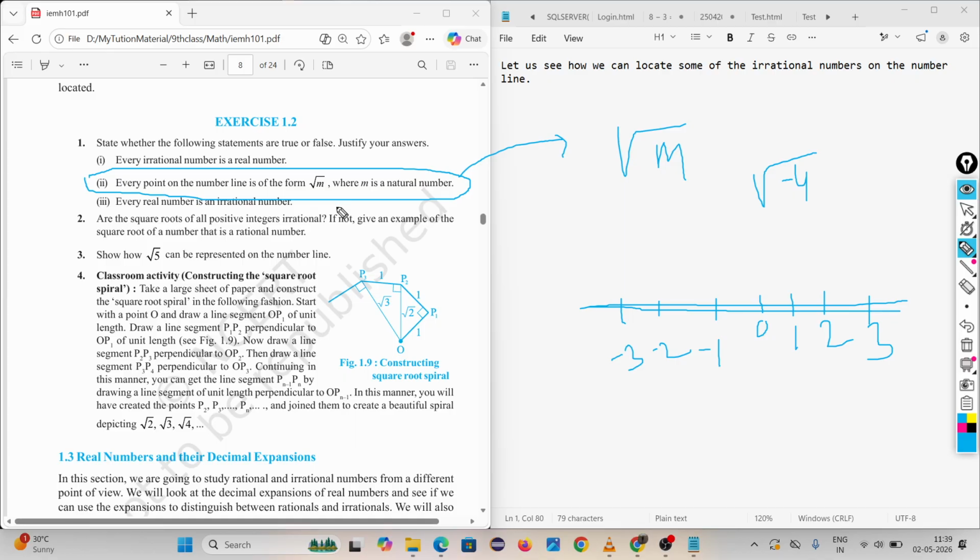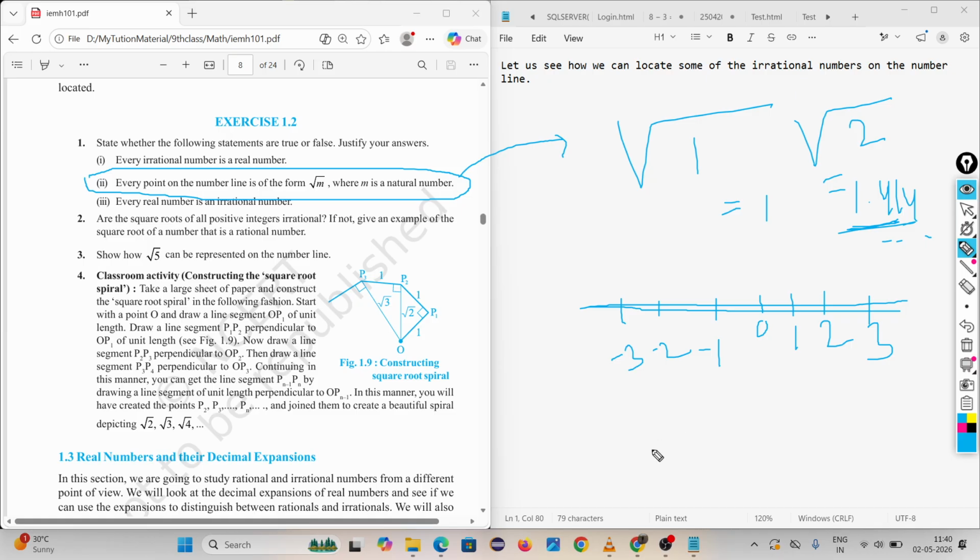It is a number line, so it tells you that every number... if I put -4, that is not -2. Then tell me, forgetting the minus concept, the square root of 1 is how much? 1. Root 2 is irrational, 1.414 and so on. Is 1.414 a natural number? A natural number means 1, 2, 3. So 1.414 is not a natural number, it is irrational. So is this sentence correct? No, sir. You understand?